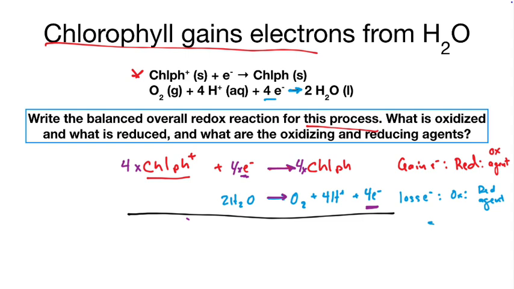Now we could go through and add our two equations together. We get 4 chlorophyll plus our 2H2O, 4 chlorophyll plus our oxygen plus 4H plus. And we now have our overall equation. Does that make sense? Everybody track that?